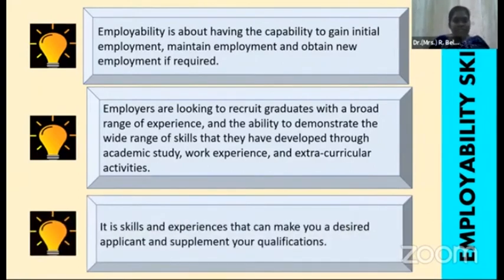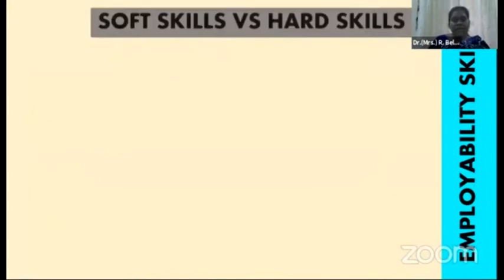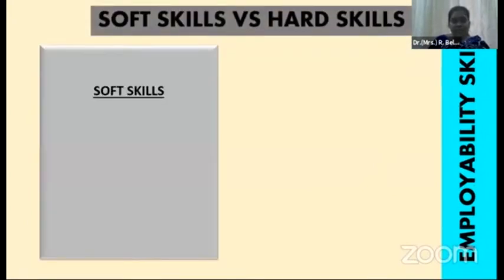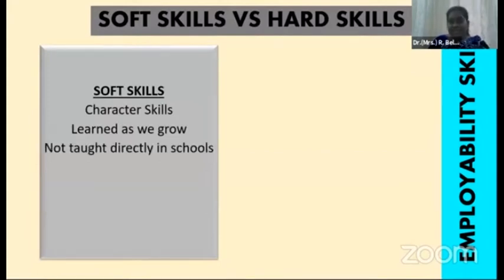Okay, it is skills and experiences that make you a desired applicant and supplement your qualifications. So skills are very, very important. Okay, soft skill versus hard skill. There are two types of skills I told you earlier. One is the soft skill, they are character skills. It is learned as we grow.